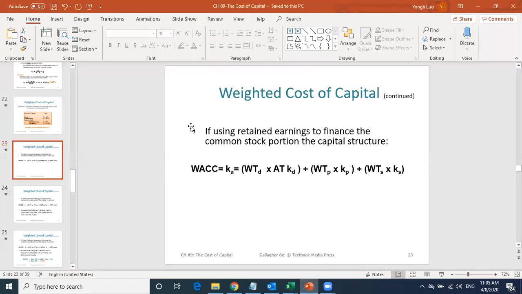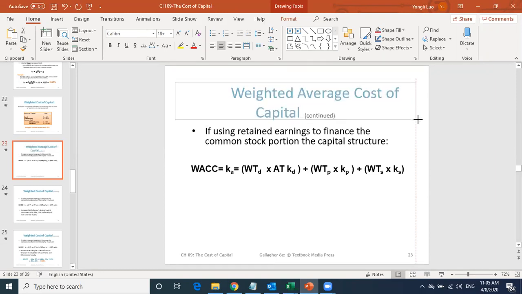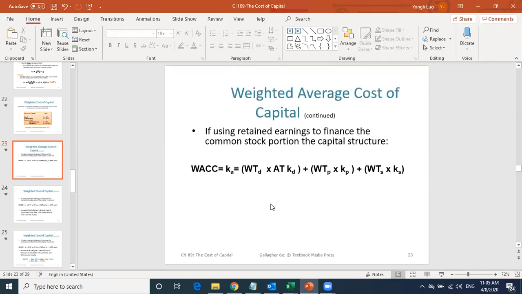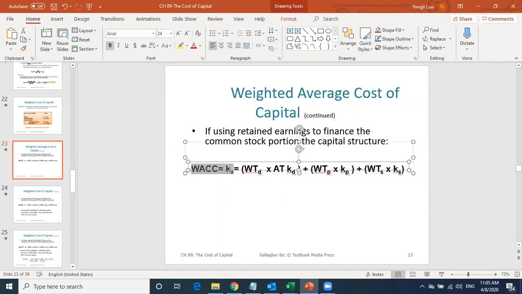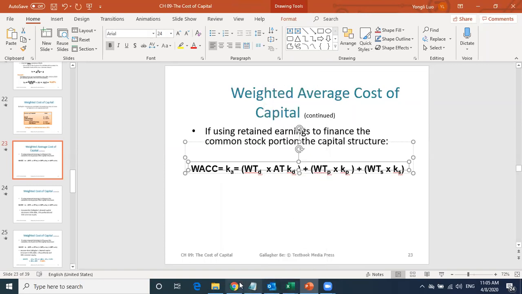The weighted average cost of capital. Remember, we talked about using retained earnings to finance the common stock portion of the capital structure. So you have a capital structure, and it's going to be using this function.